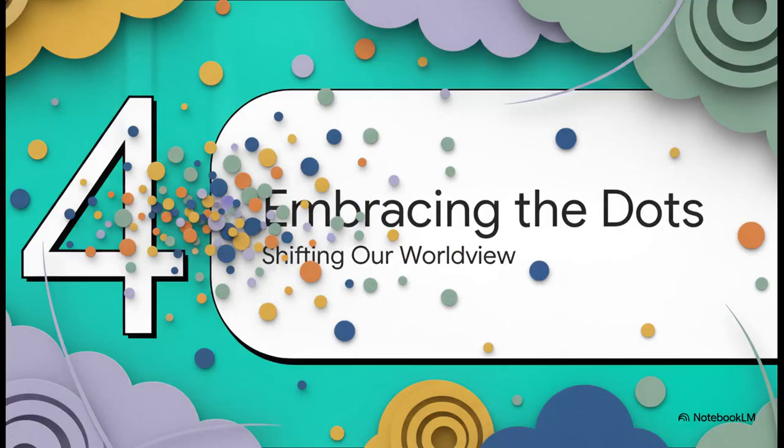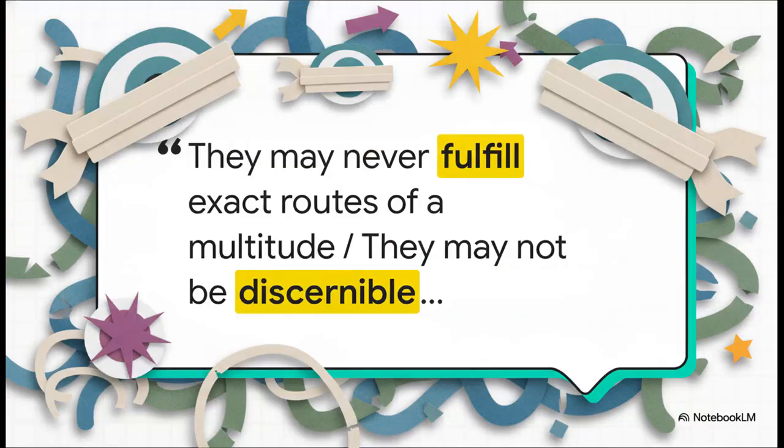Okay, moving into our final section here, embracing the outlying dots. As we reach her ultimate message about these nonconformists, she delivers this final, powerful critique of the masses, noting, they may never fulfill exact routes of a multitude. They may not be discernible to blind guides. You just cannot use a conventional, everyday roadmap to track where an outlier is going, and you certainly can't rely on blind guides to understand a path that is so exceptionally unique.